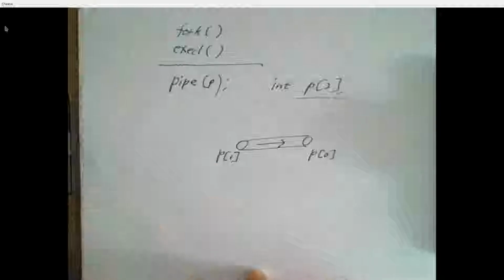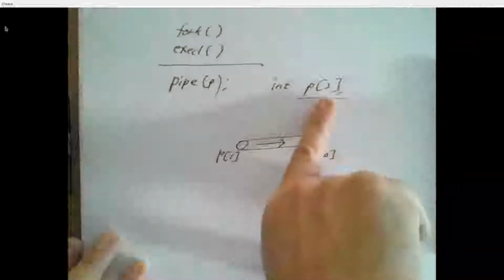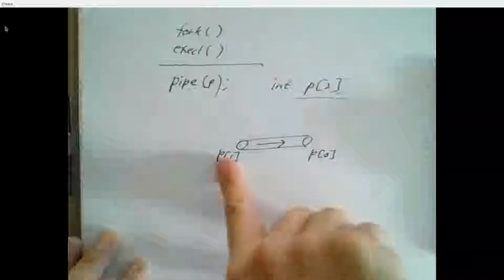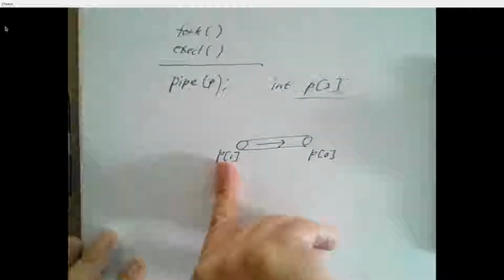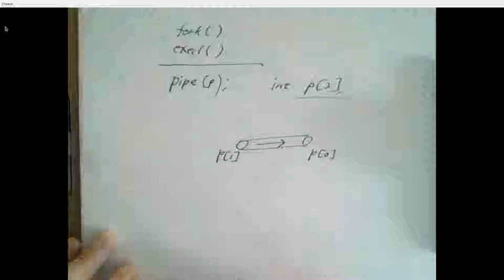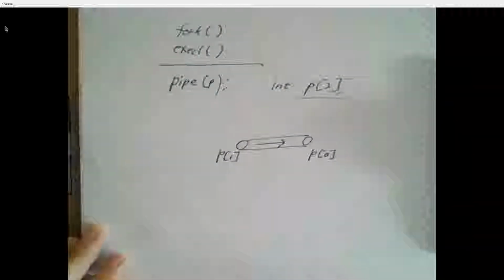Yeah? How about element 2? There isn't an element 2, because if we declare P to have 2 elements, it's only got indexes 0 and 1. That's the index 0 thing that we'll bump into periodically. So if you try to use P bracket 2, you probably get a seg fault or gibberish.